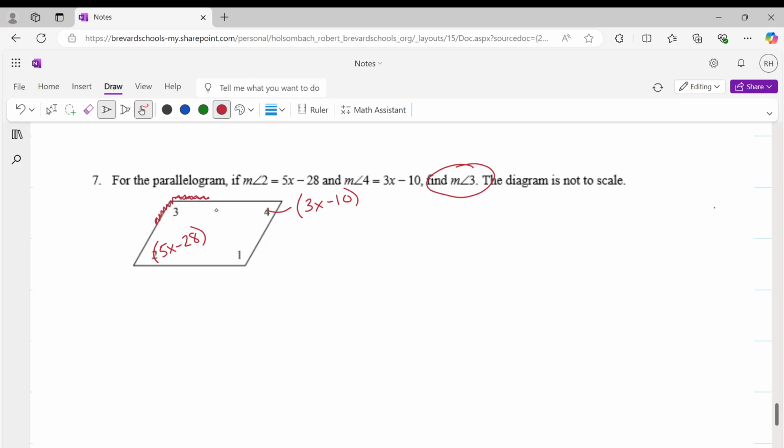Before we can find the measure of angle 3, we need to find the measure of angles 2 and 4. And before we do that, we need to solve for x. So these angles are opposite of each other, and they're congruent. So we take 5x minus 28, set it equal to 3x minus 10. Subtract 3x from each side. So 2x minus 28 is equal to negative 10.